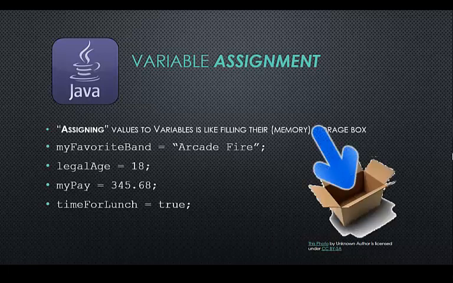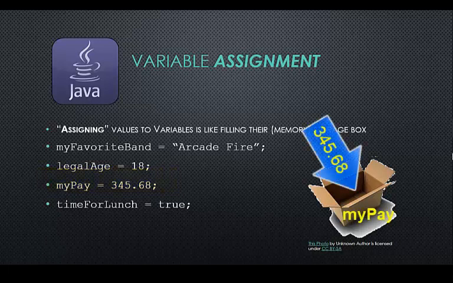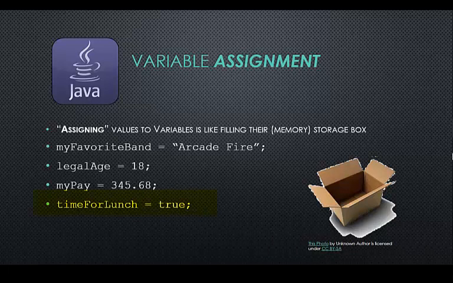My favorite band, that we saw declared as a string in the previous slide, we assign the value Arcade Fire. The legal age to vote, we assign it the value 18. My pay this week, we assign it the value 345.68. Notice we don't include a $ sign. Java would not understand that. And variable time for lunch, well, it's true. It is time for lunch.